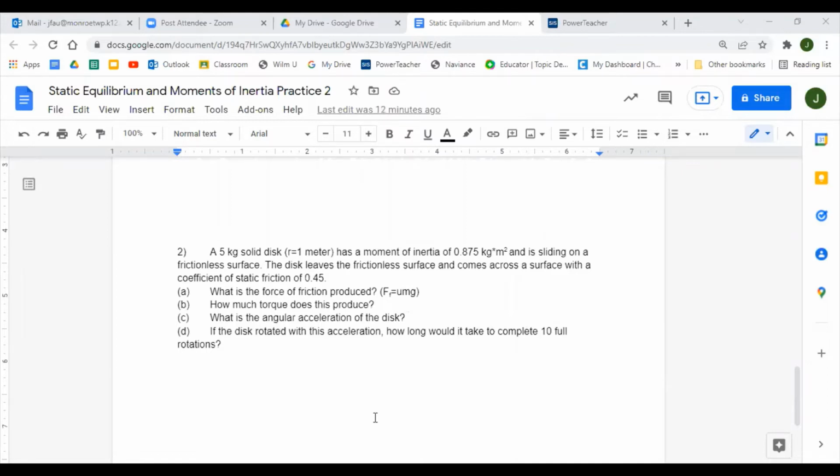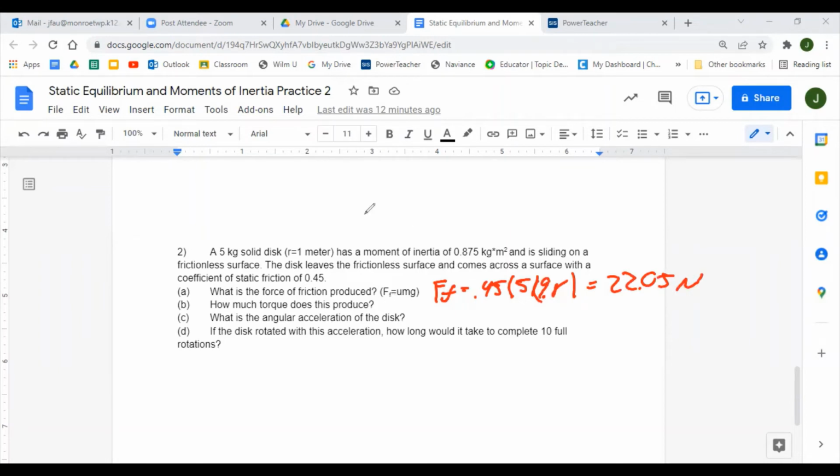So the first thing is, let's just solve for F_f. F_f is mu mg. So 22.05 newtons. How much torque does this produce?